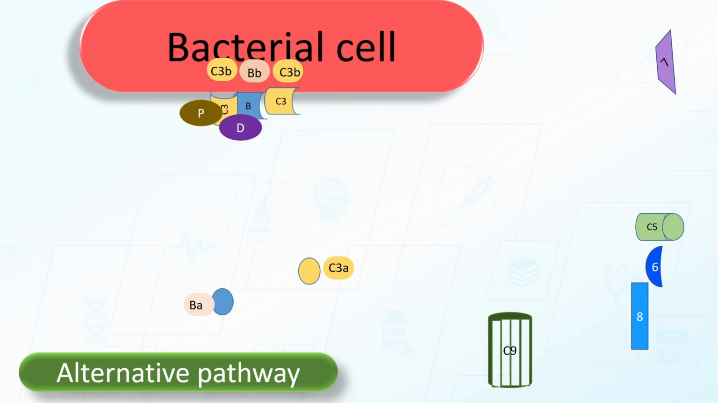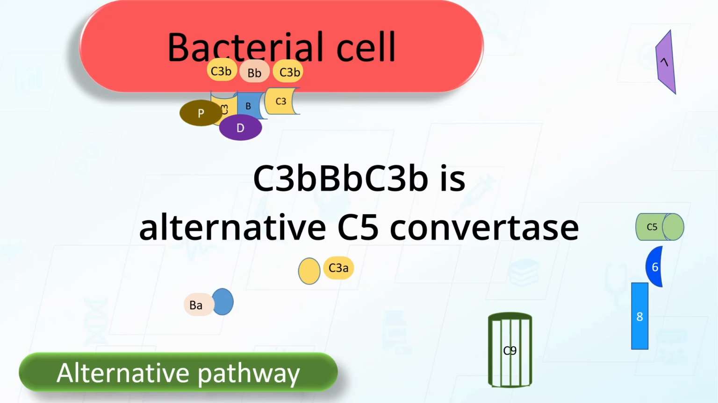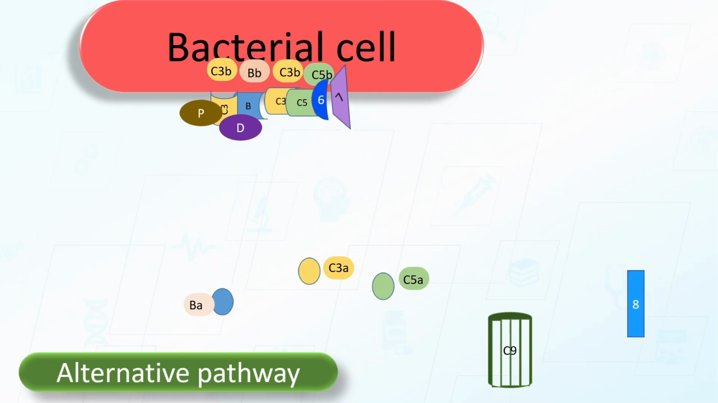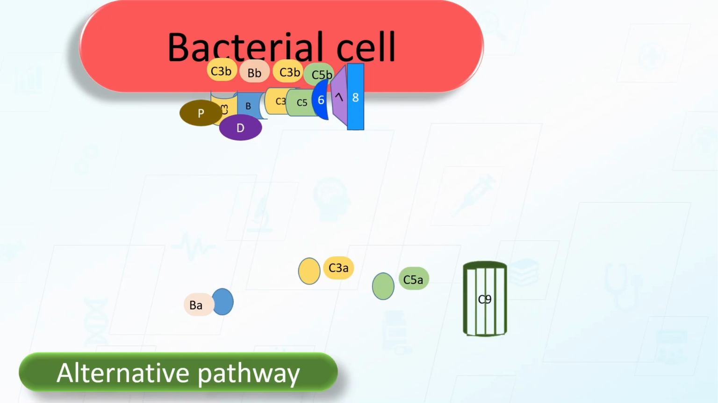So this will convert more C3 molecules into a and b. Again, the a will be released and the b will remain on the surface of a microorganism. So it gives a complex like C3bBb3b, which is a C5 convertase for the alternative pathway, and it converts C5 into a and b, and it will have a terminal pathway following that. So this is the alternative pathway activation.